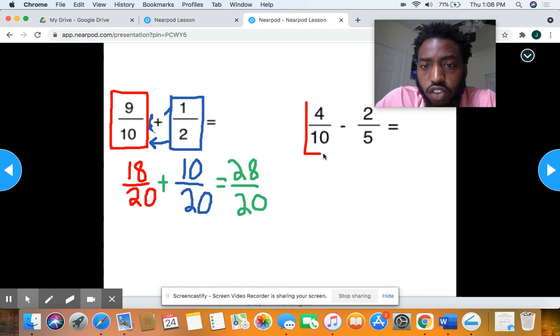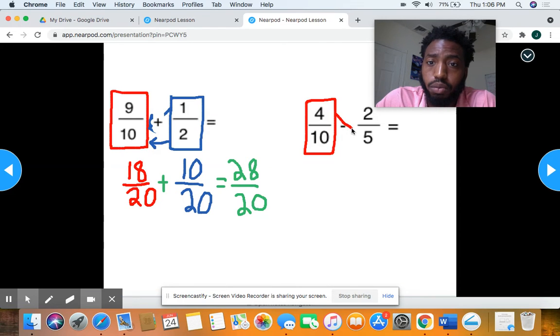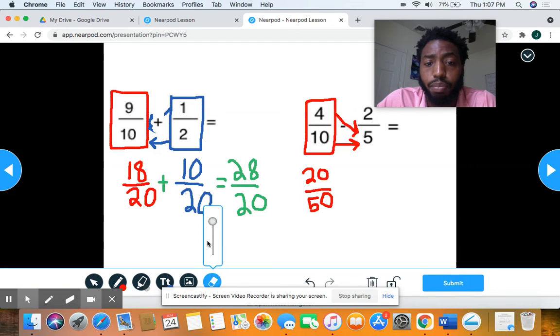I'll draw a rectangle around my first fraction. Remember, I'm multiplying both the numerator and denominator by the opposite denominator, by the other denominator. And I will show this by drawing my arrow. So now I have 4 times 5, which is 20, and 10 times 5, which is 50. And my first fraction is now complete.